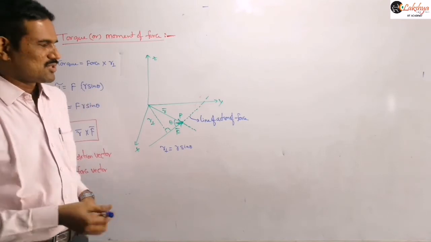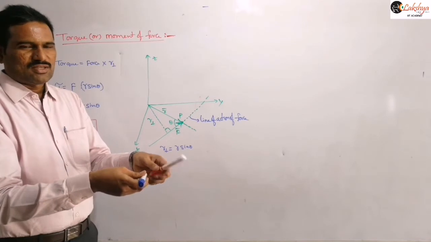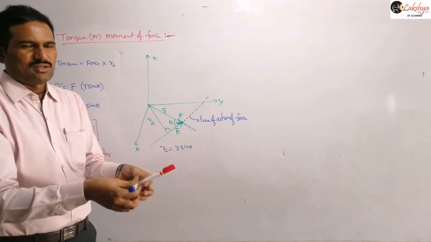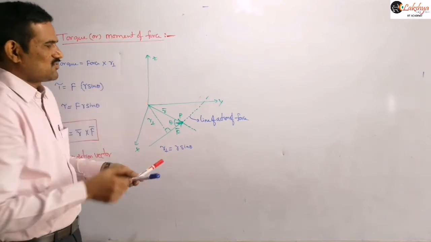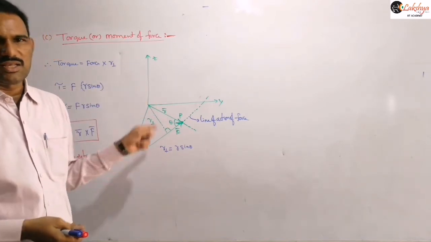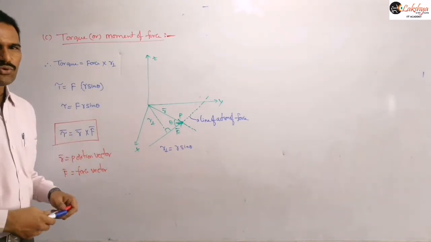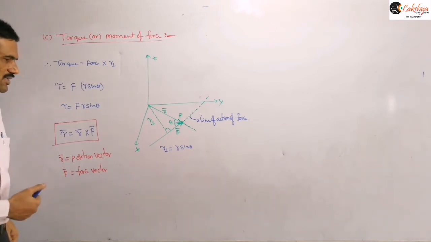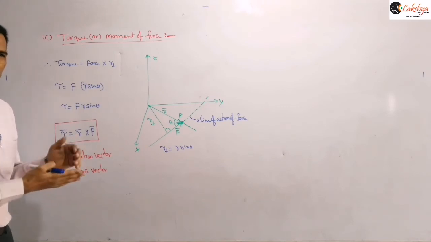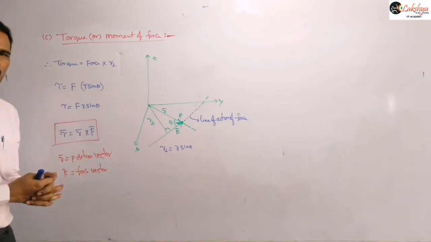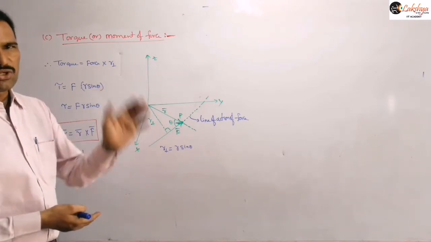r bar cross F bar will be along this direction. Like for example, r bar is like this, F bar is actually here. I am taking here for example. Now r bar cross F bar will be along this z axis you will get. So that means that is perpendicular to the plane containing those two vectors. So the direction of tau bar will be along the axis of rotation only. I think you know that this tau bar is nothing but an axial vector. That means the vectors which we come across in rotational mechanics, rotating vectors, all those are axial vectors because they always act along the axis of rotation.